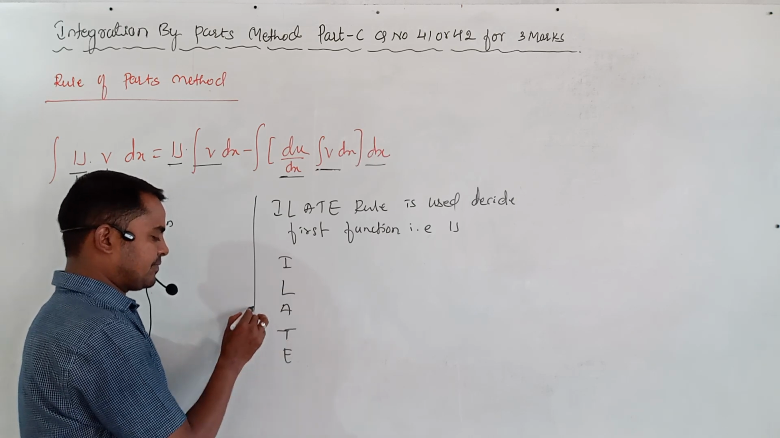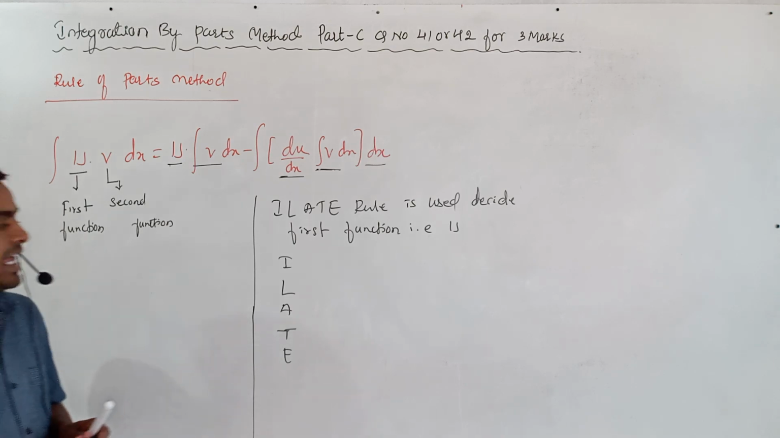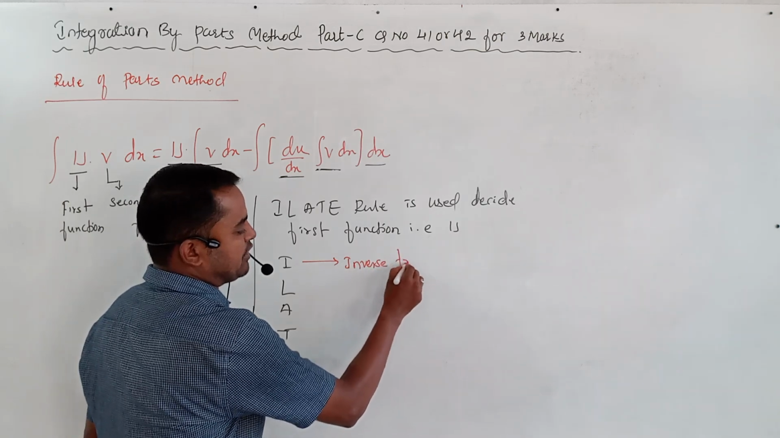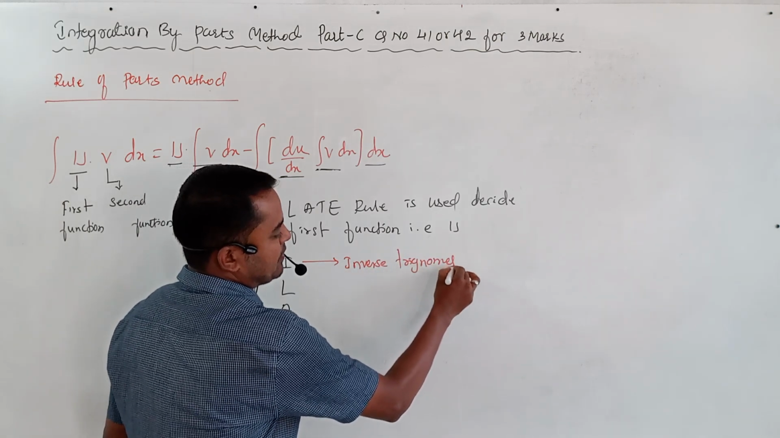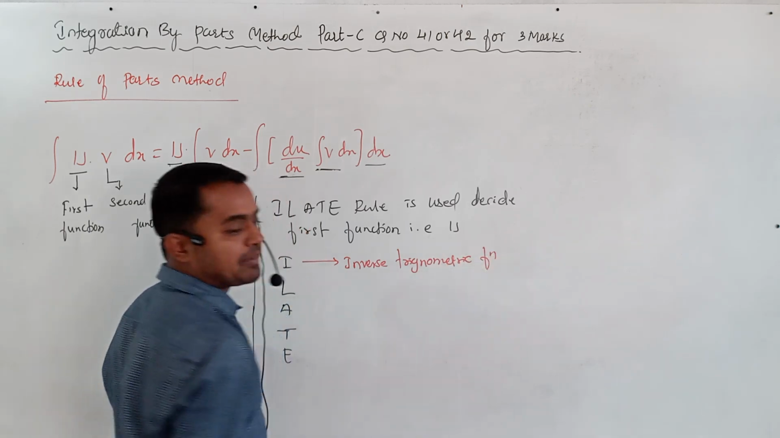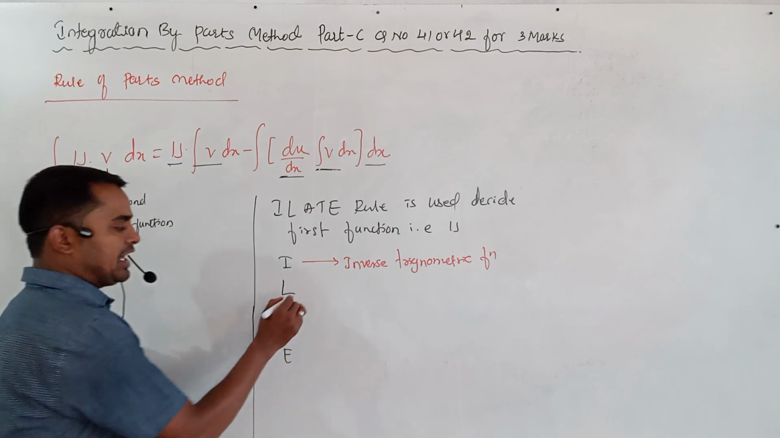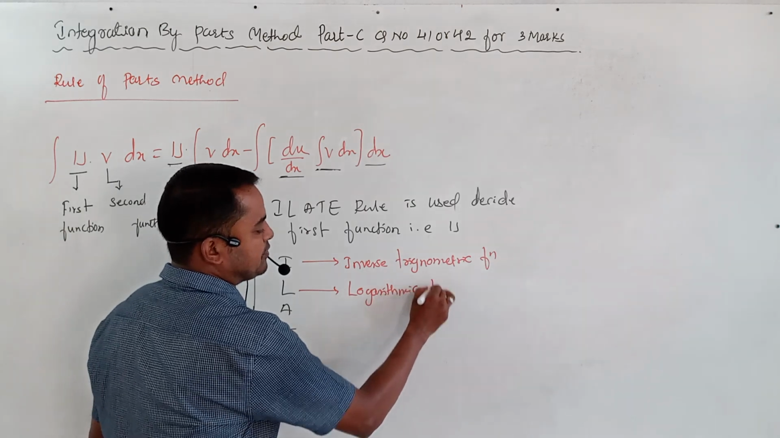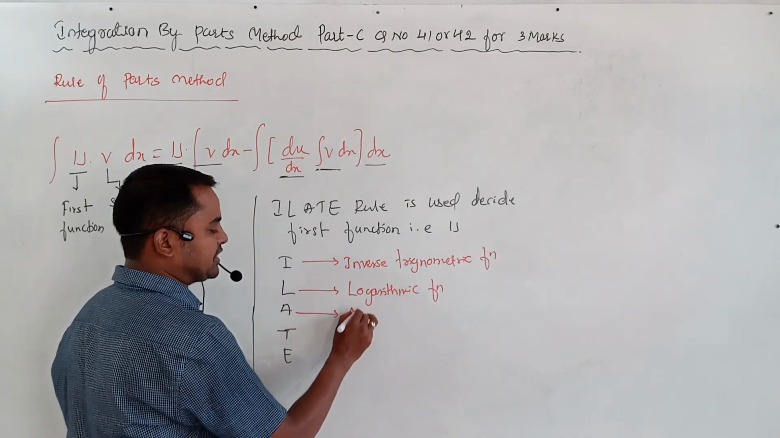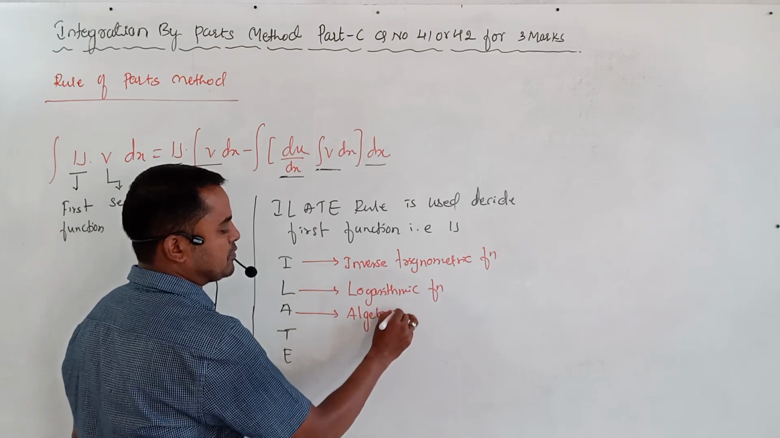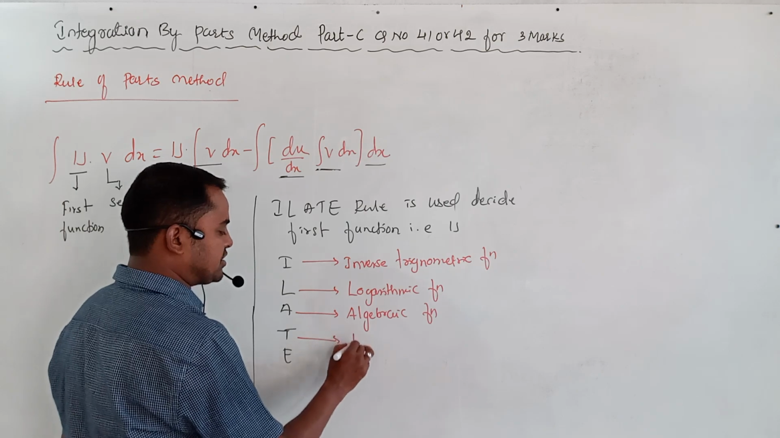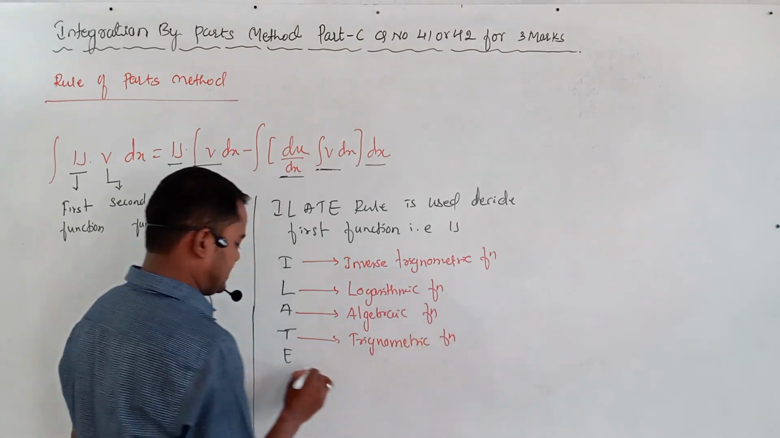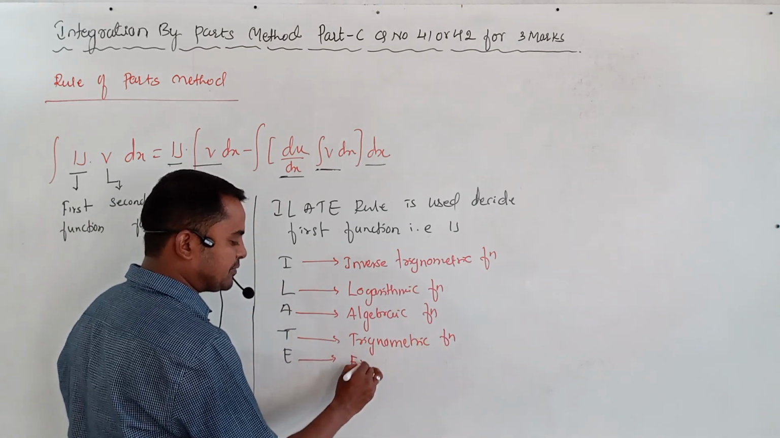According to this rule, I-L-A-T-E. I means inverse trigonometric function. Shortly I am writing fn, which means function here. L means logarithmic function. A means algebraic function. T means trigonometric function. E means exponential function.